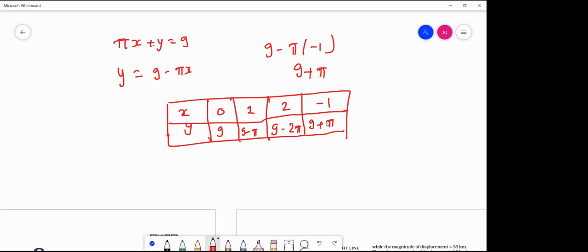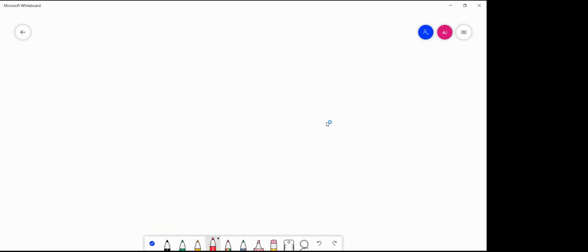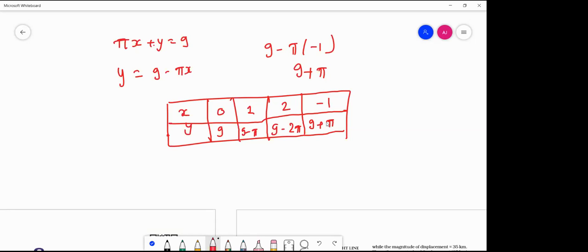And if you want to check whether a number is a solution or not, just put the values in x and y. If it is satisfying the condition, yes, it is a solution. Otherwise, it is not a solution. I hope this is clear to you. Any doubt till now? If you have, then you can ask. Any doubt? No, sir. Okay, fine.